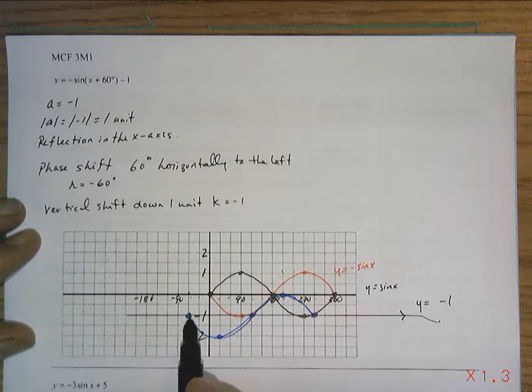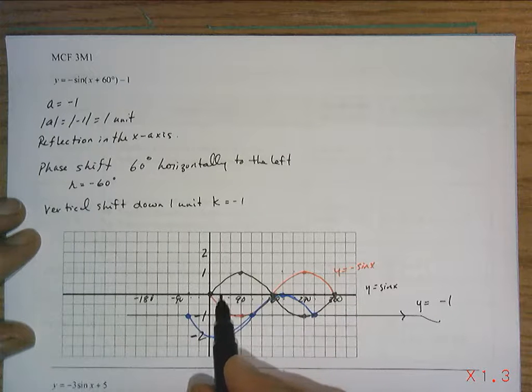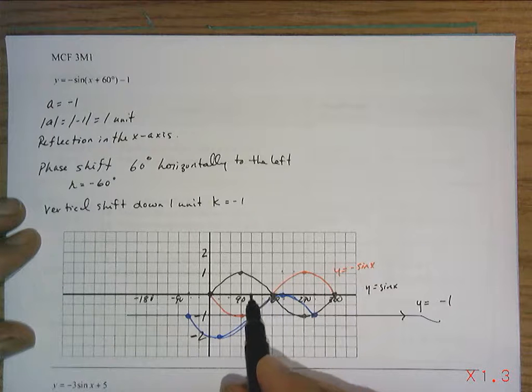Something seems a little off here. 30, 60, 30, 60, 30, 60. No, I'm good.